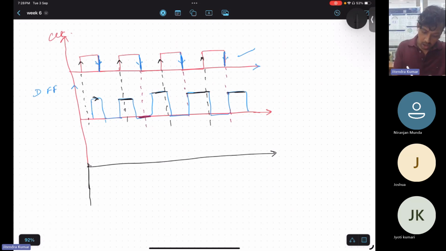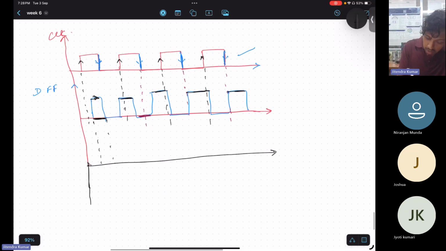Okay, so this level is getting triggered for this period, right? For this period. I hope you understand the terminology level triggering. Level triggering means for the period your clock is high. So for this much period your clock is high.